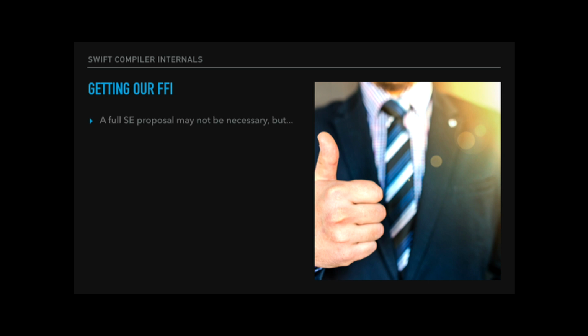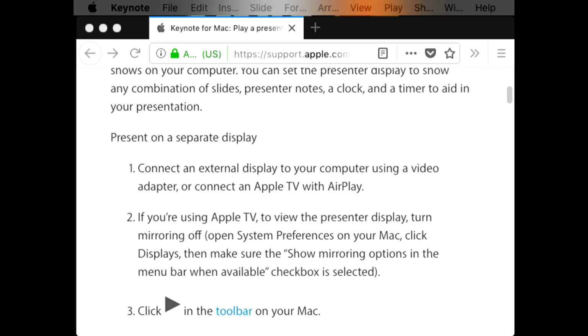You'd probably have to write a full Swift evolution proposal. But those require you to actually have an implementation. My best advice at this point is be engaged with the developers and tell them what you want. You want an FFI. Help them figure it out. Because we want Swift everywhere. Swift is a great language. It should be running applications on every platform. And there you go. Blissfully over. Thank you very much. I hope that you all enjoyed it.